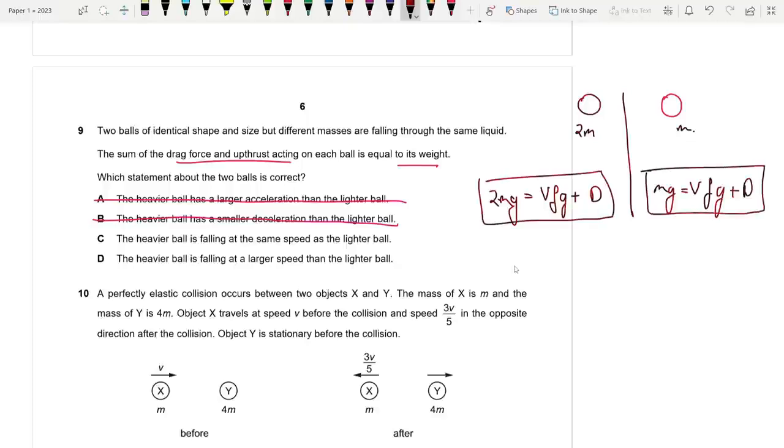Now here's the thing, the heavier ball will take longer to reach terminal velocity. I'll tell you why. Because for both of them, this upthrust is the same, V rho g. V is the volume of the object, rho is the density of the fluid it's in, g is 9.81. But since this is higher, drag force has to go up a notch higher, right? To balance 2mg. But for the smaller ball, mg will be balanced quite easily by the drag force. So the heavier ball actually reaches a higher terminal velocity, so the heavier ball is falling at a larger speed than the lighter ball. A bit complex, it's a complex explanation.